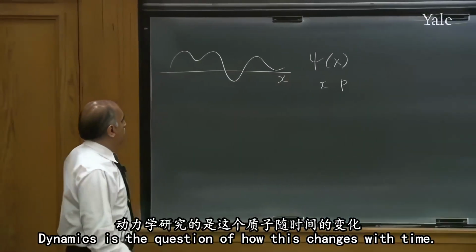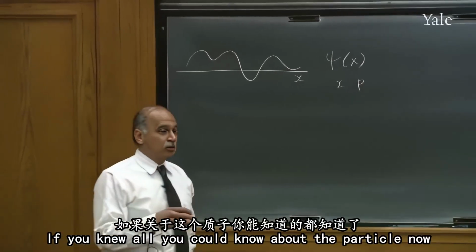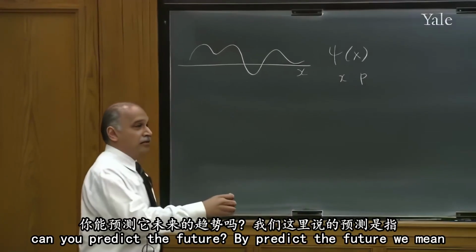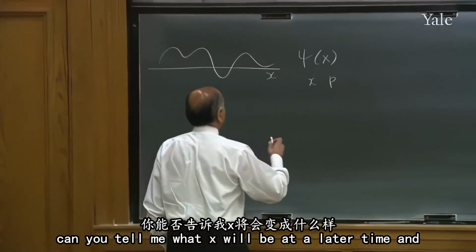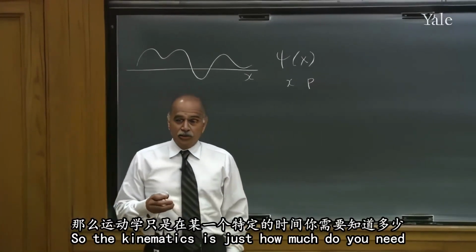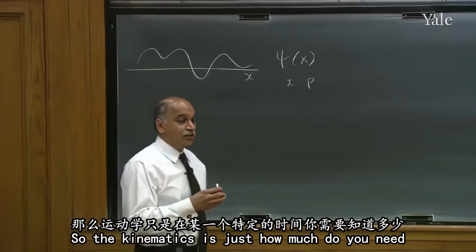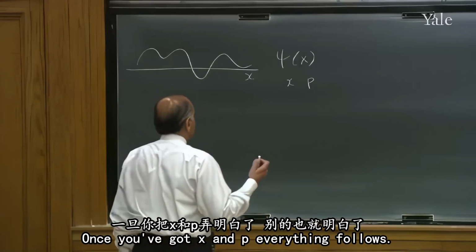Dynamics is the question of how this changes with time. If you knew all you could know about the particle now, can you predict the future? By predict the future, we mean, can you tell me what x will be at a later time and p will be at a later time? That's Newtonian mechanics. So the kinematics is just how much do you need to know at a given time, just x and p. Once you've got x and p, everything follows.